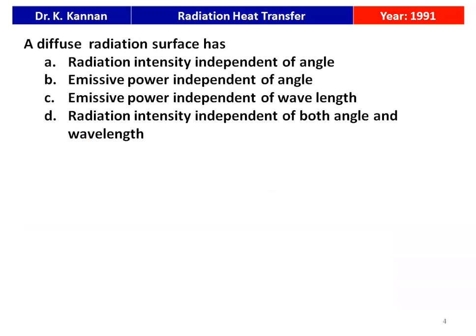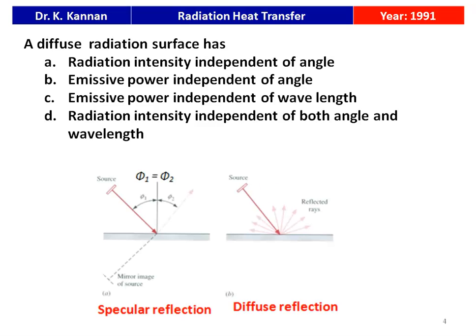Next question from question paper 1991. A diffuse radiation surface has radiation intensity independent of angle, emissive power independent of angle, emissive power independent of wavelength, radiation intensity independent of both angle and the wavelength. So, we have to understand what is the diffuse reflection and the specular reflection. So, this is the diffuse surface, this is the specular surface.